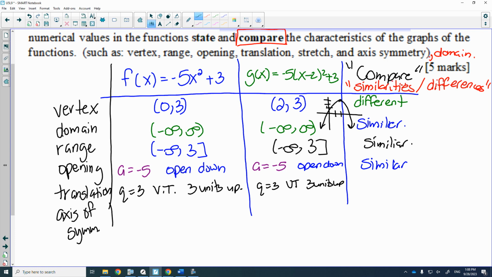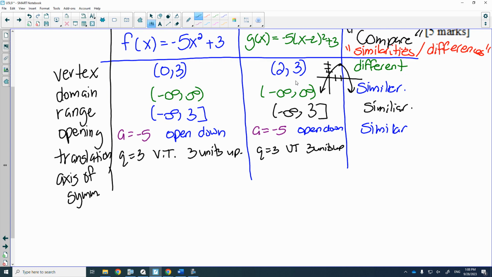But this one has another translation. Dawson, what's the other translation for this guy? Yes. So P is equal to 2. Horizontal translation, 2 units right. Okay, so you'd say, Isaiah, well, how would you compare the translations? What would you say? Similar what? Different what? Yes. So similar, vertical translation, different, horizontal translation.